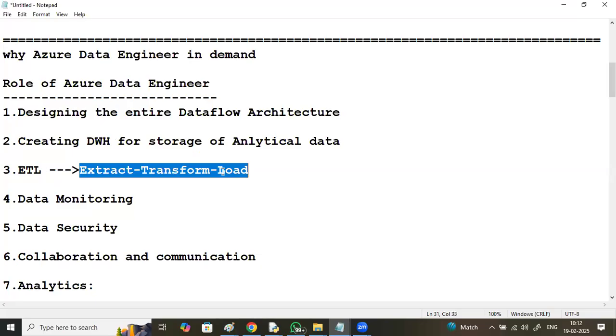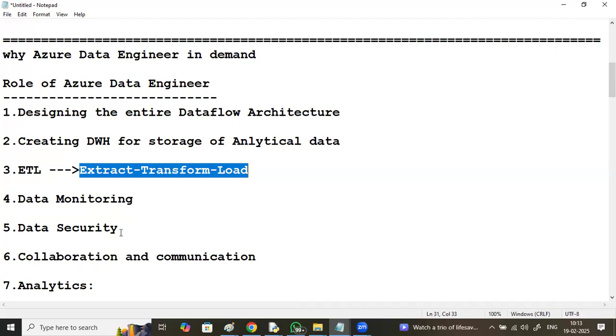Extracting data from different sources, transforming it and loading into the company's storage service for further evaluation by the data scientists. Data monitoring is also one of the key steps, right? Data monitoring means ETL is to be performed in a proper way. Data is available anywhere, everywhere where it is required.